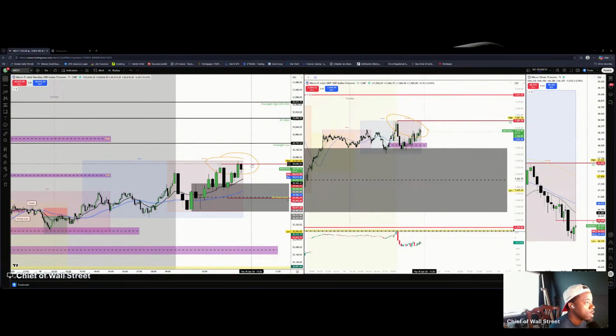Getting a rejection from that high, y'all. Same thing over here. We ain't past this high right here yet. This is just the waiting game here. We may not get a trade till after lunch because we're already approaching 11 o'clock. But if we can get a trade before lunch, I'd probably hold it through lunch and see the results after.